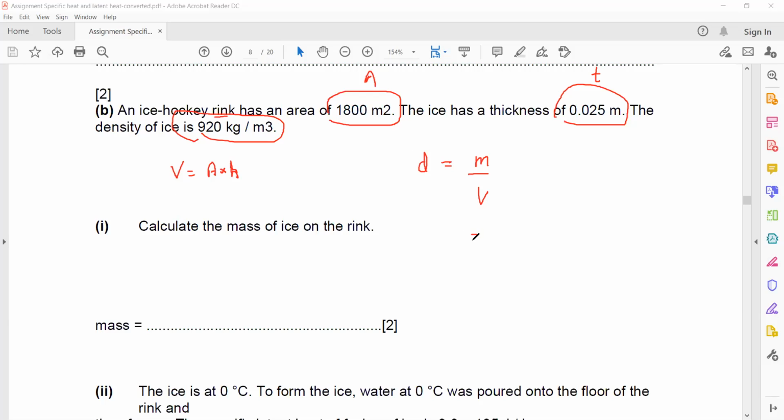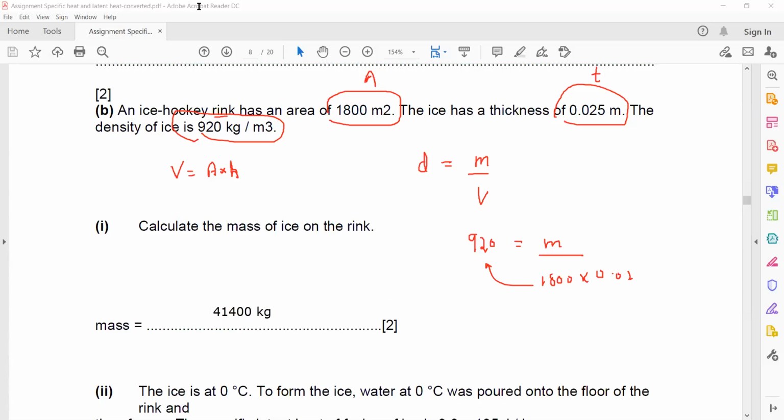And density is 920, so that's 920. Volume is 1800 multiplied by 0.025. So when you multiply, you get the mass. So it's 920 multiplied by 1800 multiplied by 0.025. What's the answer? 41,400 kilograms. So that's the answer for the mass, which is 41,400 kg.